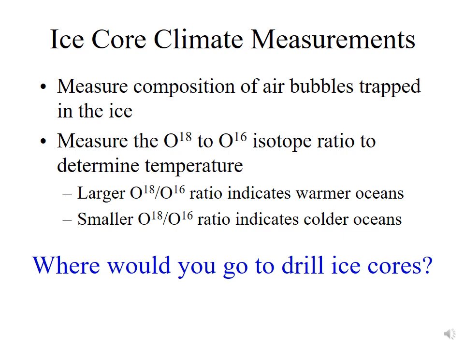And as it turns out, when the oceans are warmer, they are able to evaporate more of the heavy water relative to the regular water. And so you'll end up with a larger oxygen 18 to 16 ratio when the oceans are warmer. And when the oceans cool off, that ratio decreases.